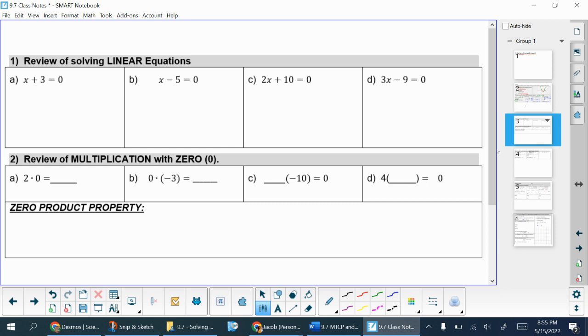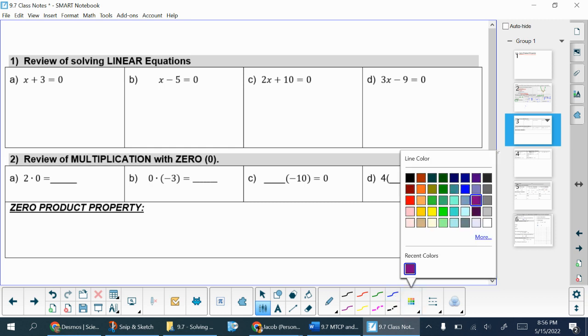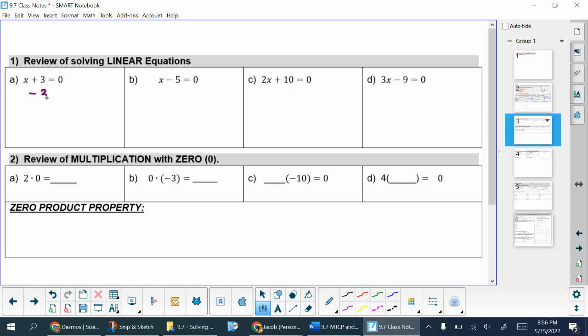So solving a linear equation, these are 1- and 2-step equations. We're looking for, remember, always going and doing the inverse operations that we see. So here we see we've got x plus 3. So the inverse operation of plus 3 is -3. I do want to see you subtracting 3 from both sides, showing me that that cancels out, leaving x alone on that side of the equation. And then 0 minus 3 is -3.